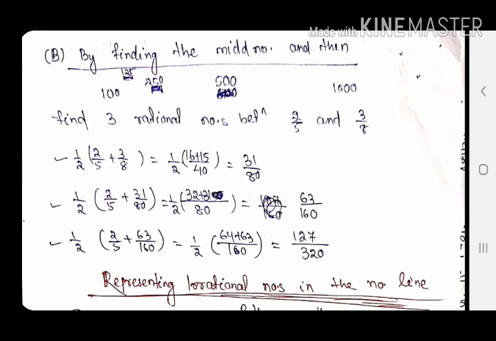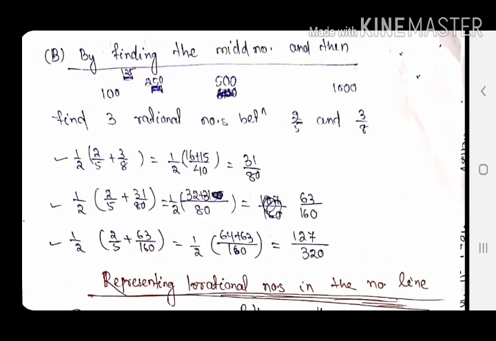Find three rational numbers between 2 by 5 and 3 by 8. So it is half of 2 by 5 plus 3 by 8. I have calculated 31 by 80. Again half of 2 by 5 plus 31 by 80, I got 63 by 160. Again half of 2 by 5 plus 63 by 160, I got 127 by 320.